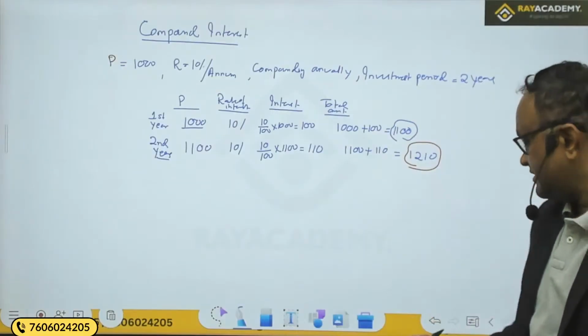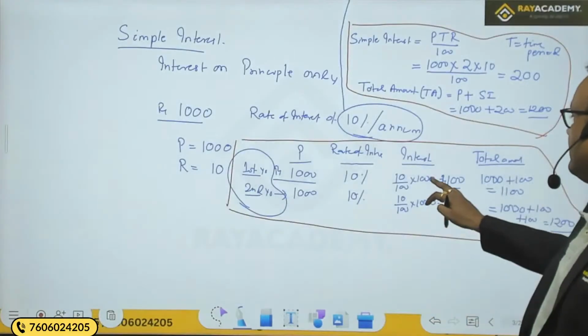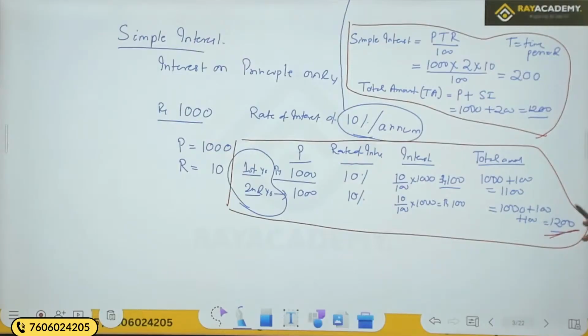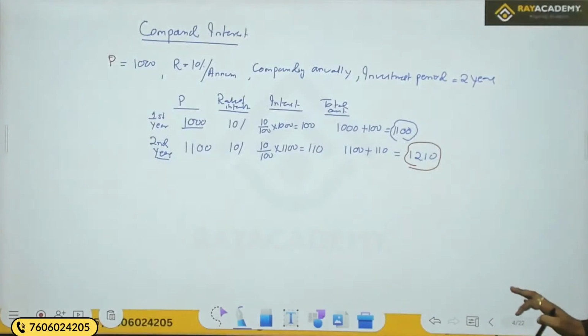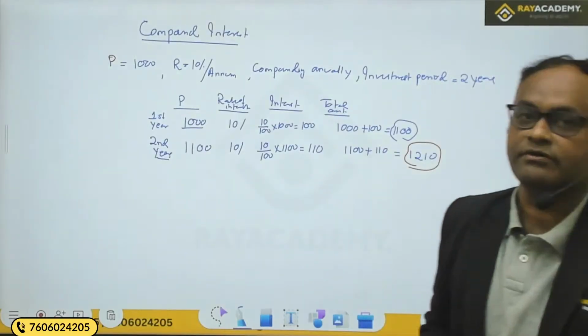If it is compound interest, you will get total amount of 1210, and 1200 if the investment is in simple interest. Okay, this is the basic difference. Now we will come to the formula for compound interest.